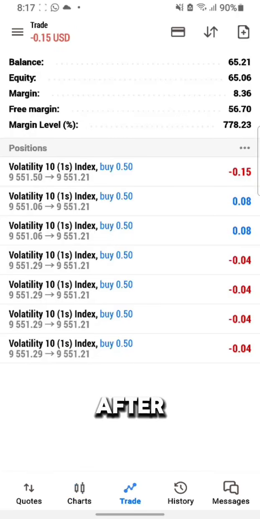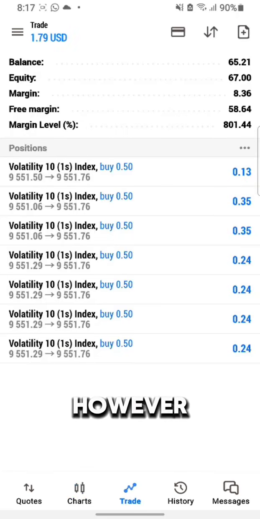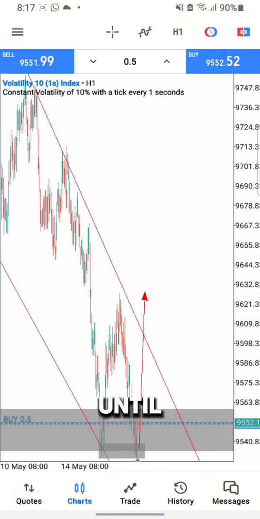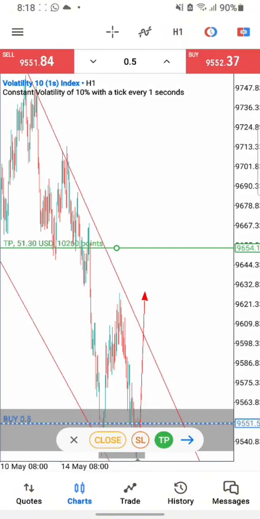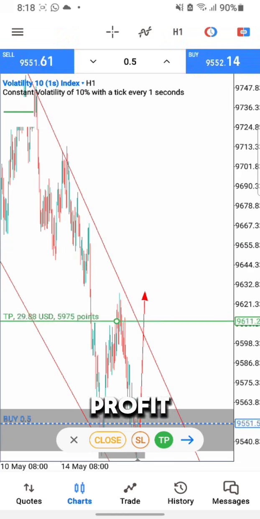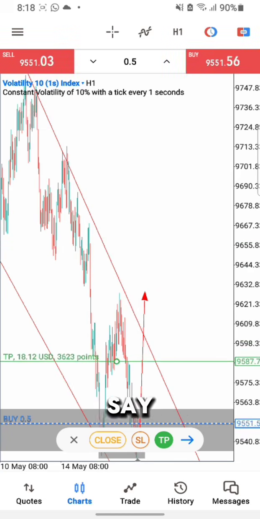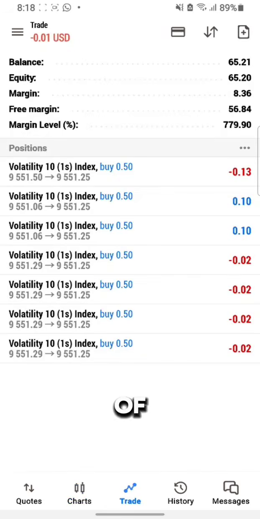And then after some time we're still in loss, but we're just going to continue holding until the market is in profit. In terms of take profit or stop loss, like I always say, you always put it at the first area of confluence that you want.